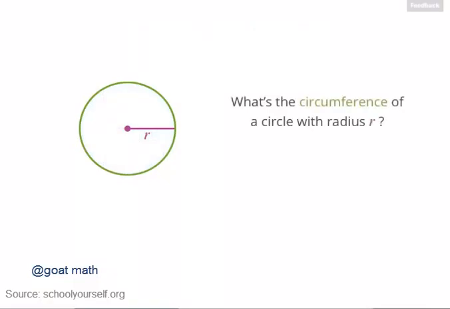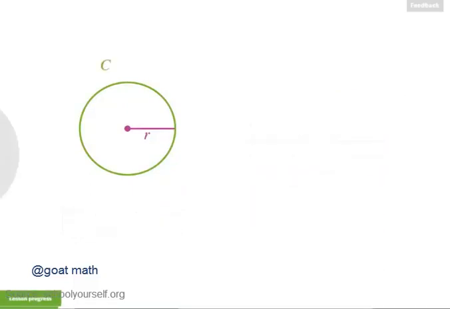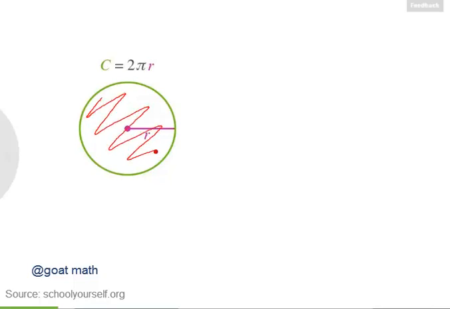First, do you remember the formula for the circumference of a circle? If not, click here to review. Right. The circumference of a circle, that is, the length of the curve around the circle, equals 2 pi times the radius. Now let's find the area of this circle.